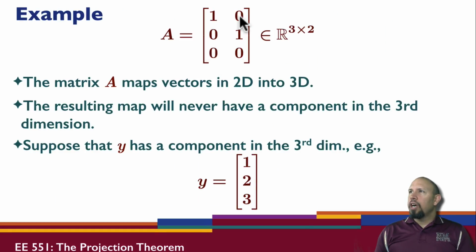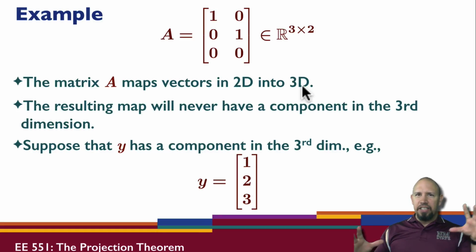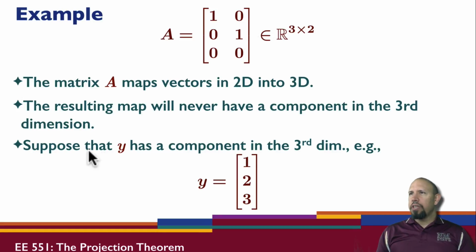Here I have a 3 by 2 matrix. This matrix actually maps vectors in 2D into 3D. So it does what's called a dilation. It expands the space from 2 dimensions to 3 dimensions. But notice that the third dimension will always have a 0 component. Suppose now that y has a component in the third dimension, for example, like this.